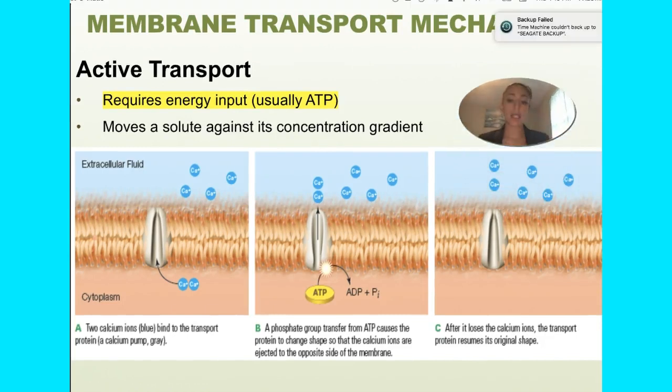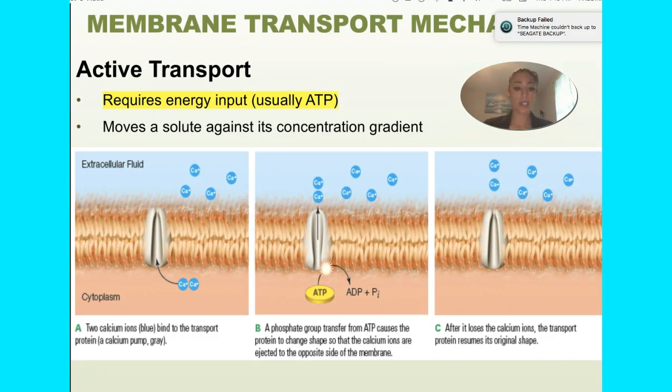Active transport, unlike passive transport, does require input of energy. It moves a solute against its concentration gradient, not with it. Normally, we go from a high concentration to a low concentration because it's trying to even it out in diffusion and osmosis. But in this case, it's going to require energy because we're going against the concentration gradient. So you would think, just by looking at this cell right here, that these calcium ions would want to come across and even it out by moving from a high to a low concentration.